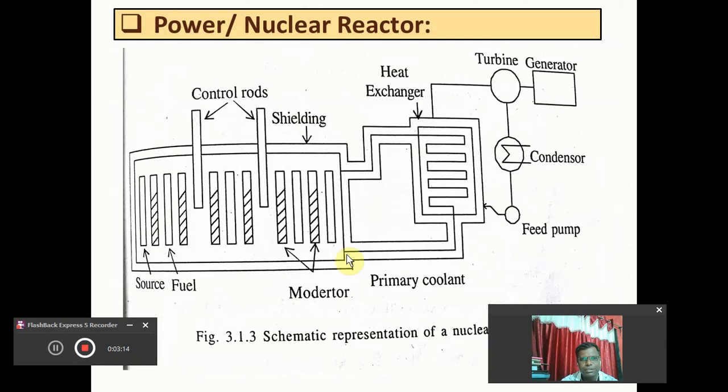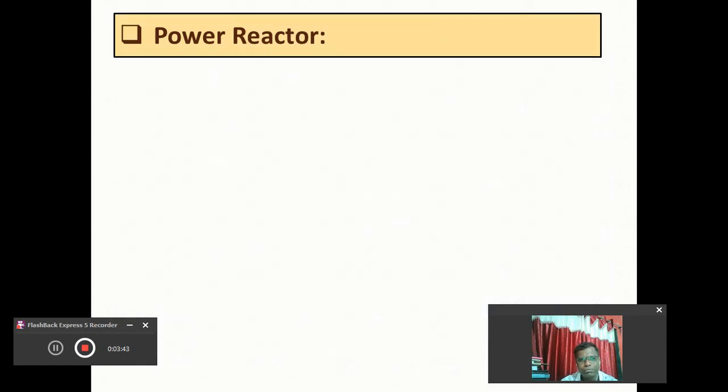If we look at another diagram given in the text, it has the same components, but the orientation is different. This is the nuclear fuel, these are the moderators, this is the shielding, these are the control rods, the heat exchanger, turbines, and finally the steam is sent to the generators. These are the important components of the power reactor that we discussed in the previous part, and I am just going to revise them.